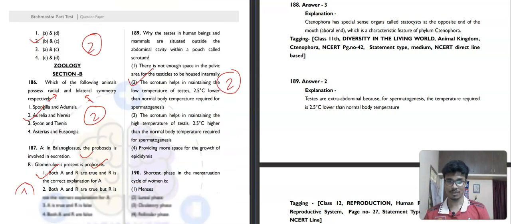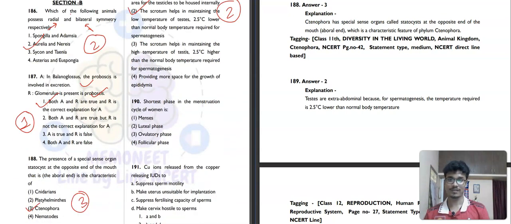Then we have question number 190. Shortest phase in the menstruation cycle: menses, luteal period, ovulatory phase, or follicular phase. The shortest phase is the ovulatory phase. It's 1 day, approximately. Third option.